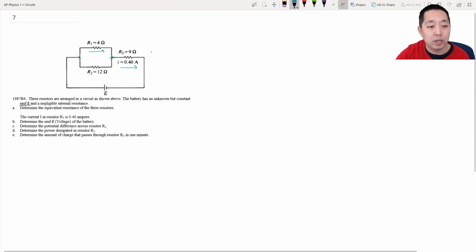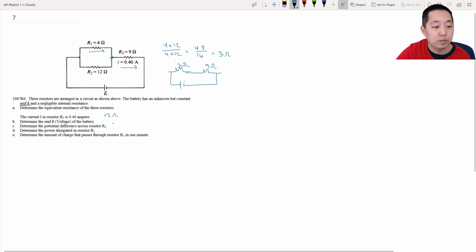So for this one, I do 4 times 12 over 4 plus 12. That would be 48 over 16, which is equal to 3 ohms. So these two collapse together and become 3 ohms. And then I have a 9 ohm here, and then I have my battery voltage. And these two are now in series. 3 plus 9 is 12, so 12 ohms.